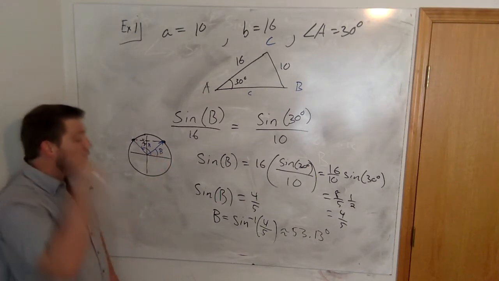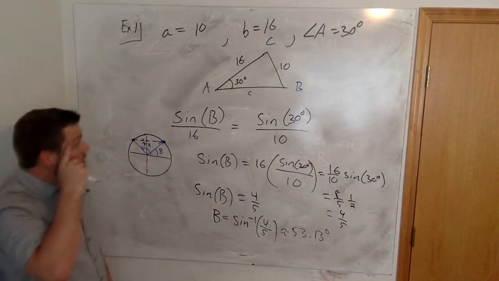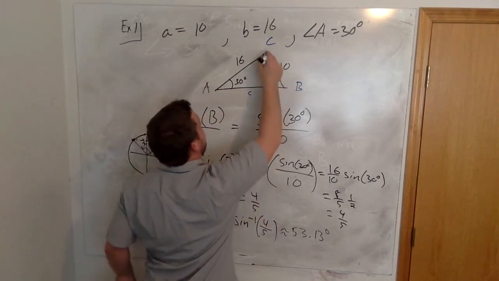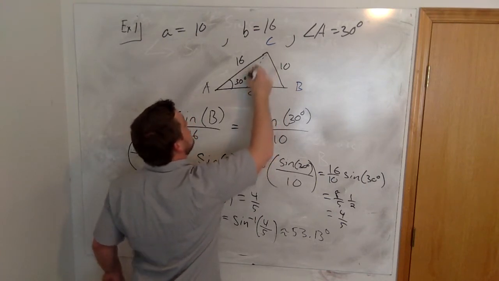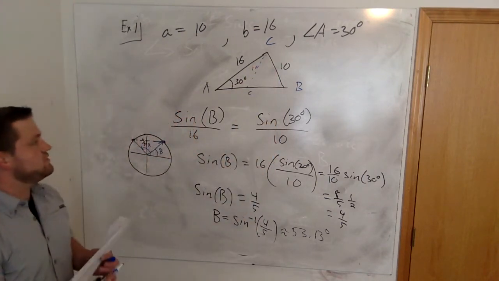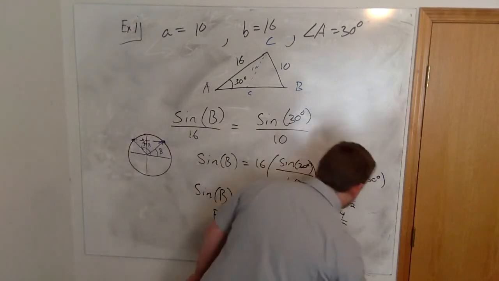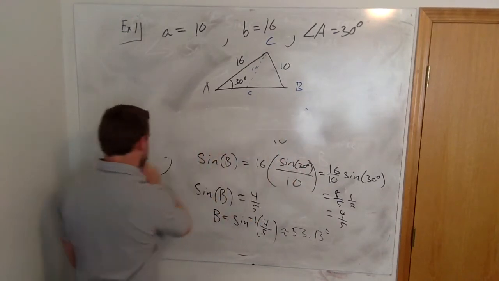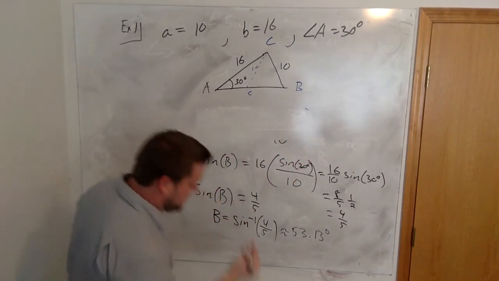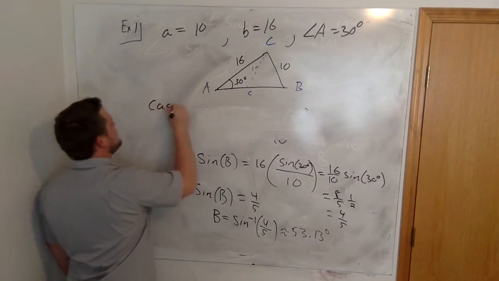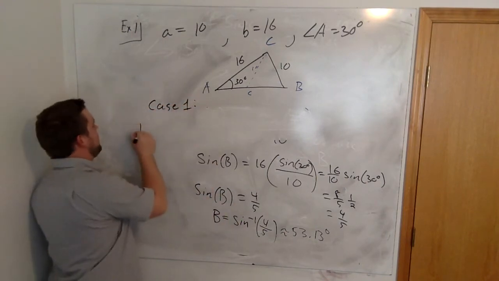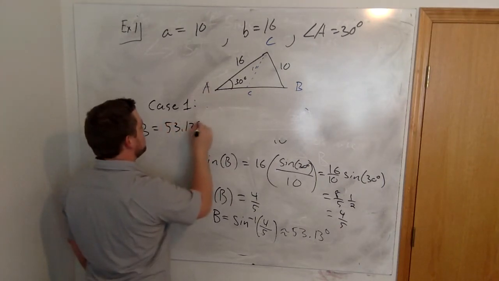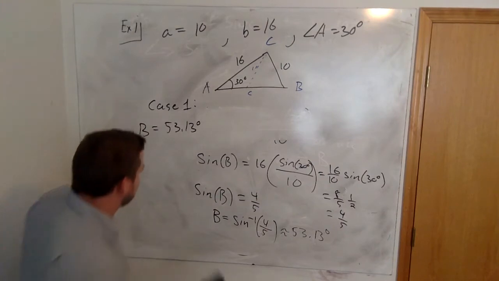We need to mentally make sure that, well, what could we have? B could be this acute angle, or if this is still 10, it could be the obtuse one. We have two possible triangles to think about. So we have to look at both of these. We have two cases. So I'm going to erase a little bit of what we have here. So we have case 1. We'll do both of them. Well, we just saw that B could be 53.13 degrees. That's one possibility.